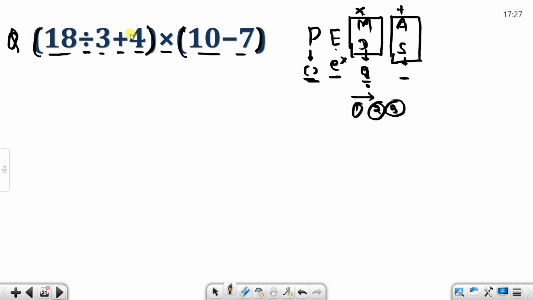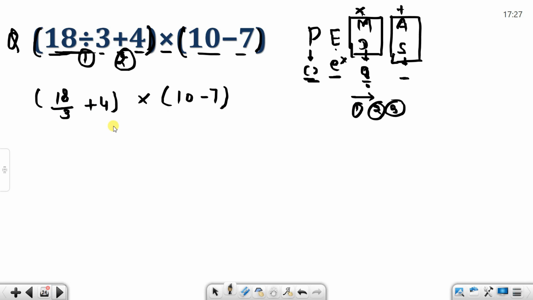First, we solve the parentheses. Now, even inside the parentheses, we'll give priority to division first. The second part, addition, according to the PEMDAS rule. 18 divided by 3 plus 4 times 10 minus 7.